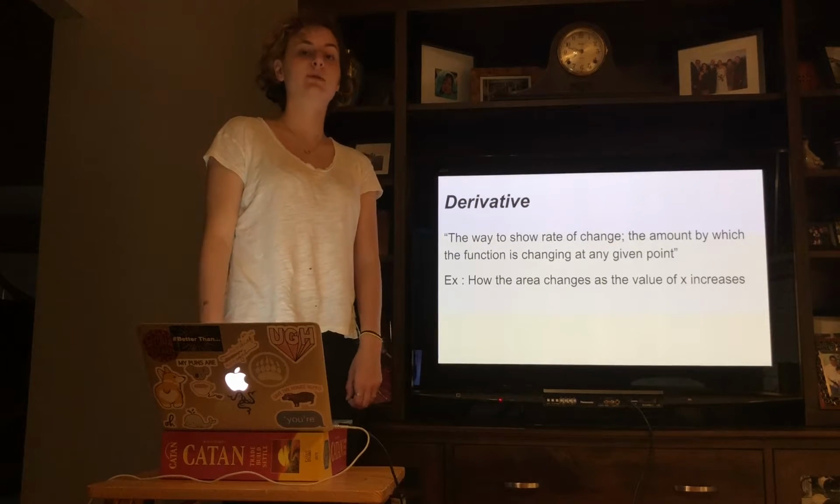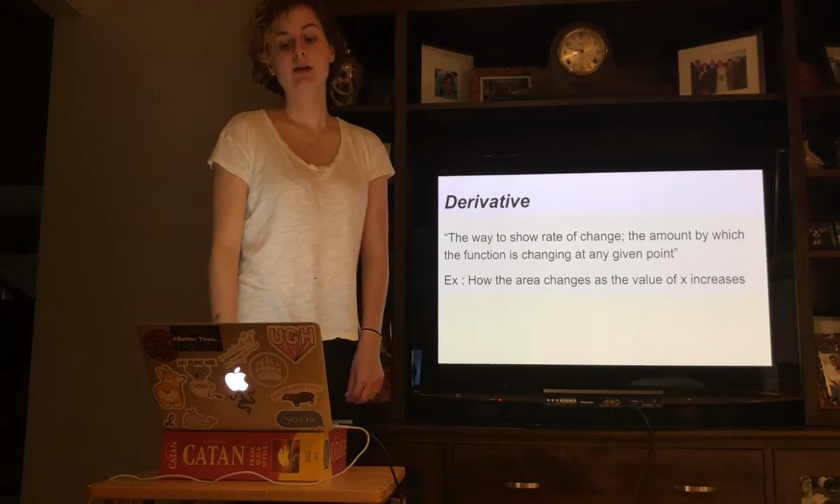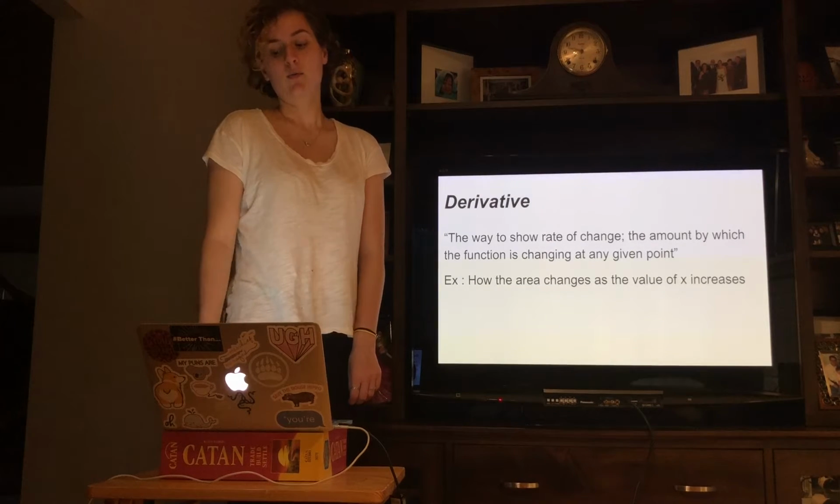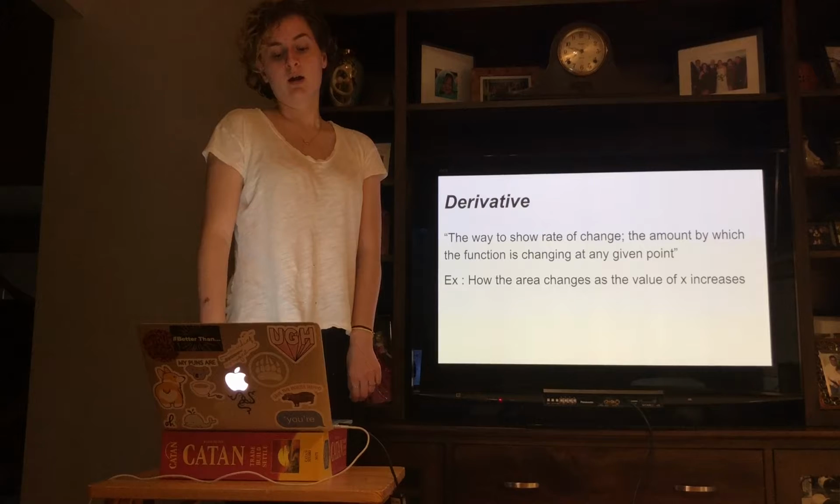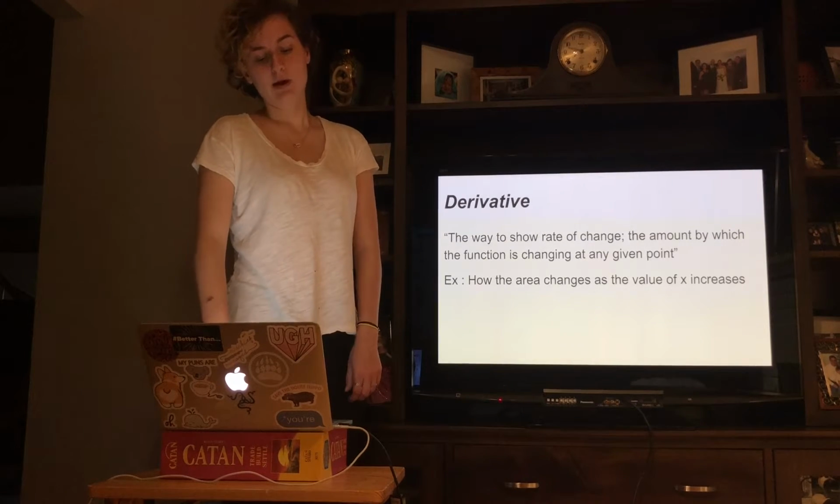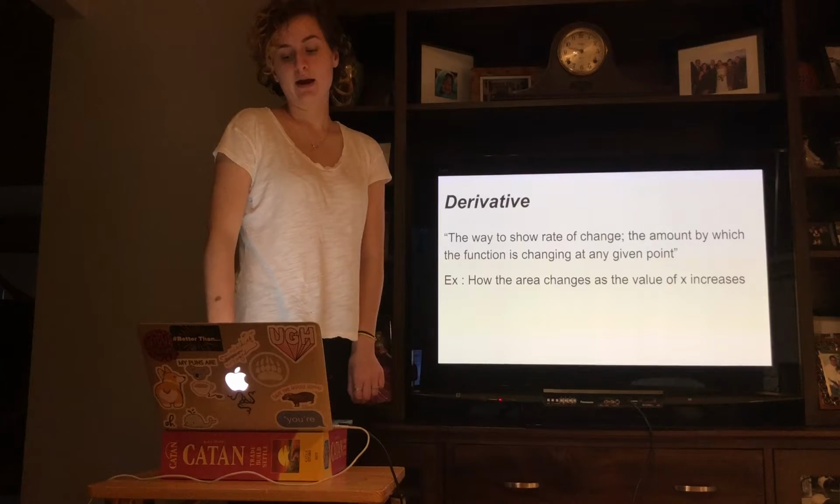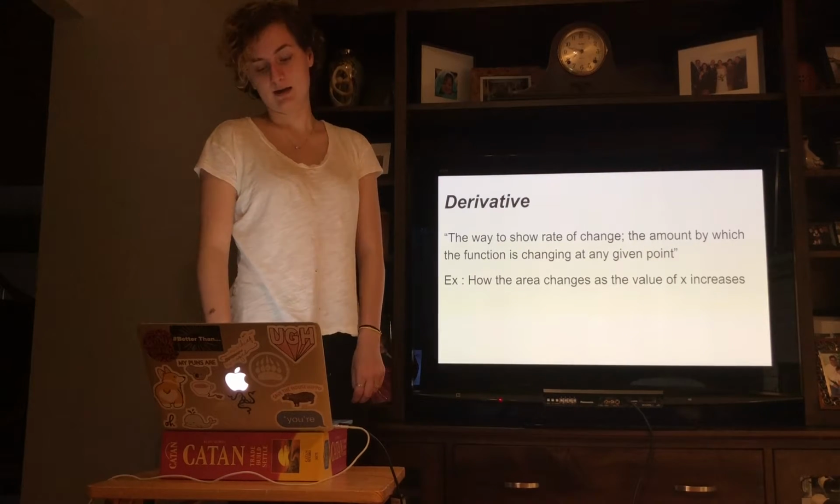Next, we must take the derivative of the area equation. The derivative is the way to show the rate of change, which is the amount at which the function is changing at any given point. In this example, the derivative will be the rate of change of the area at any given value of x.